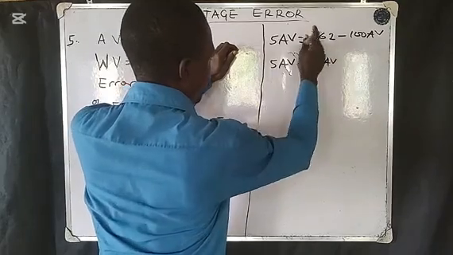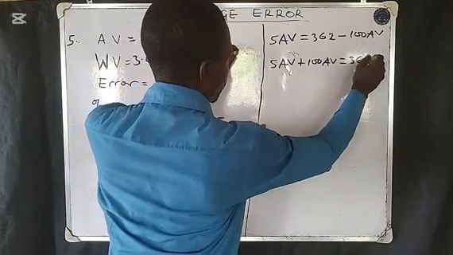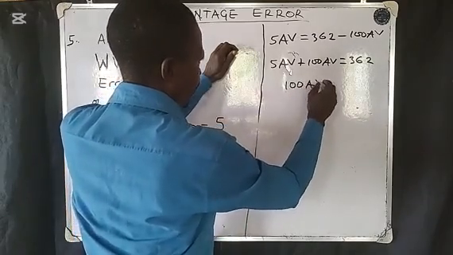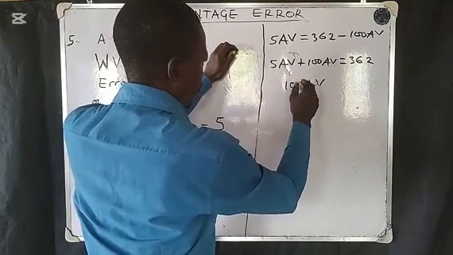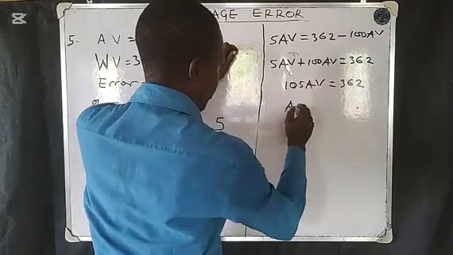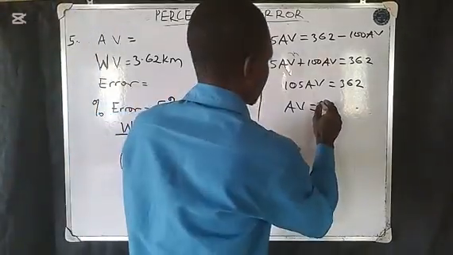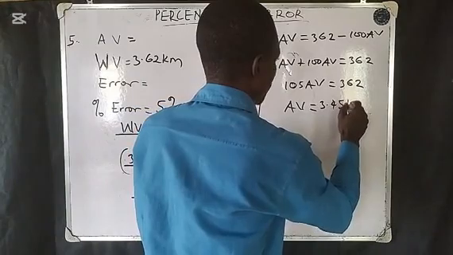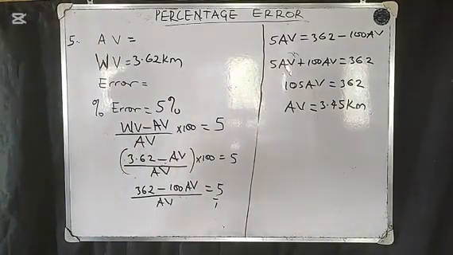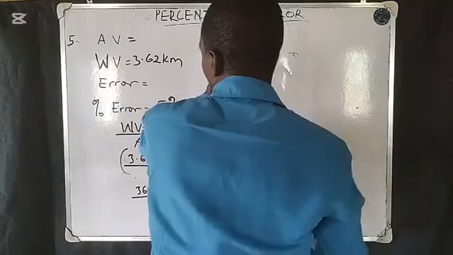When minus crosses the equality sign, what happens? It changes to plus, right? Then you now have your 362. When you add these two, you are going to have 105 AV. 105 what? AV equals 362. Divide both sides by 105 and get your AV. Do that now. 3.45 kilometers. Check whether we are correct. We are correct, right? That is the underestimation, while the wrong value is the overestimation. We move to the next one.